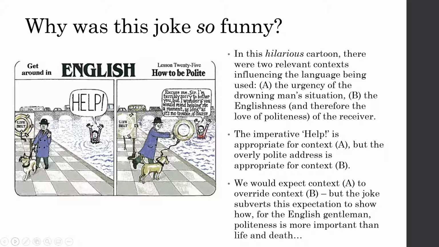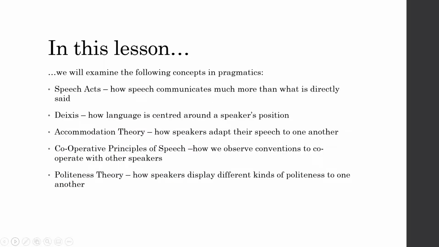Now, the joke is, of course, that in a life or death situation, we'd expect that context, the fact that I'm about to die, to be the one that determines what language we use. I guess the joke is showing that the English value politeness so much, it's more important than life or death. But we needed to understand those two contexts in order to interpret the way that language was being used in that joke. So that gives you a little idea of what pragmatics is.